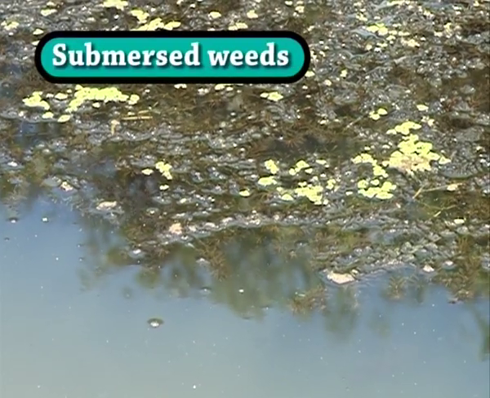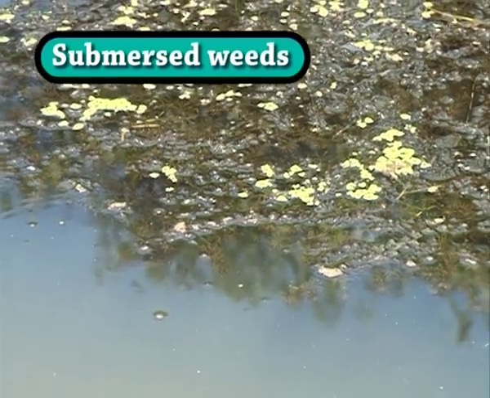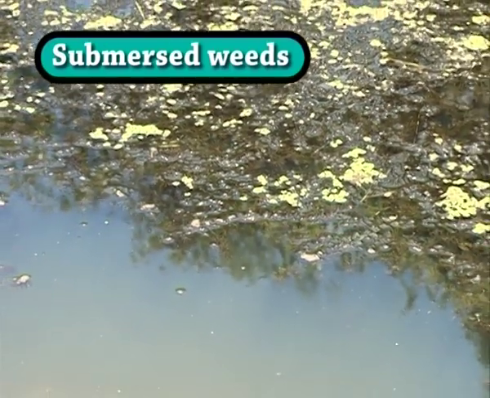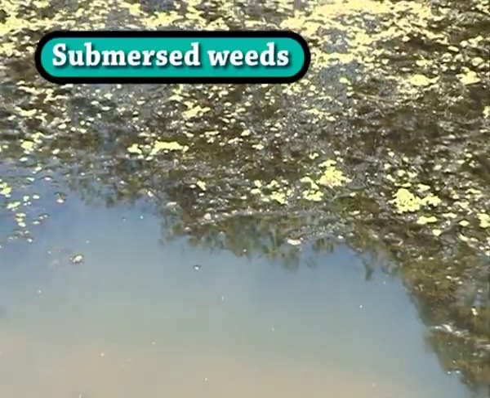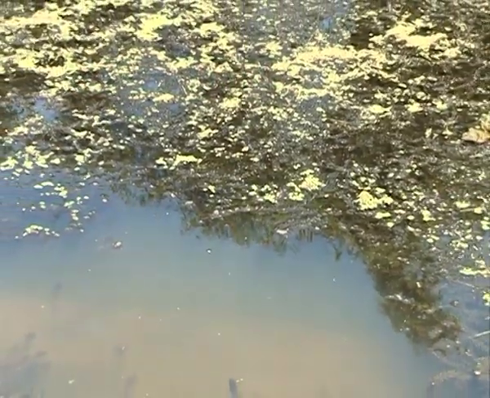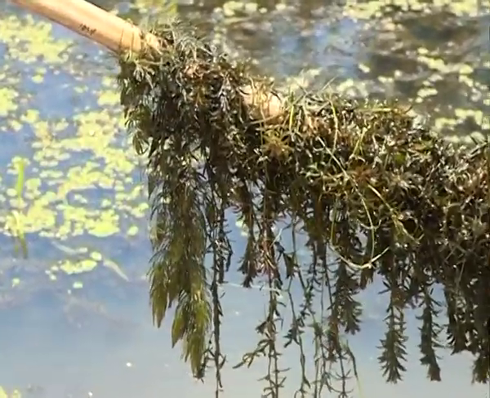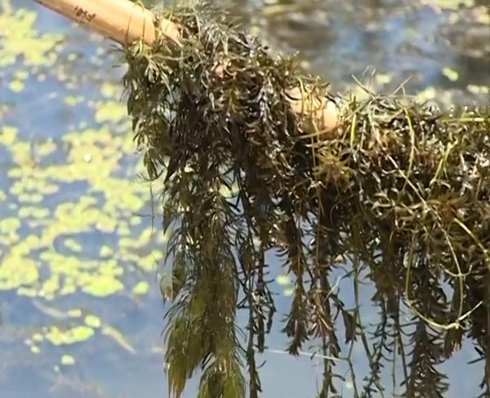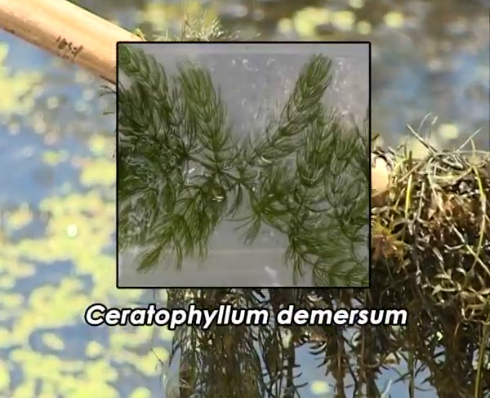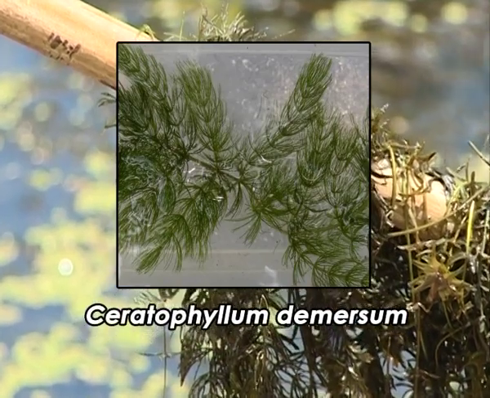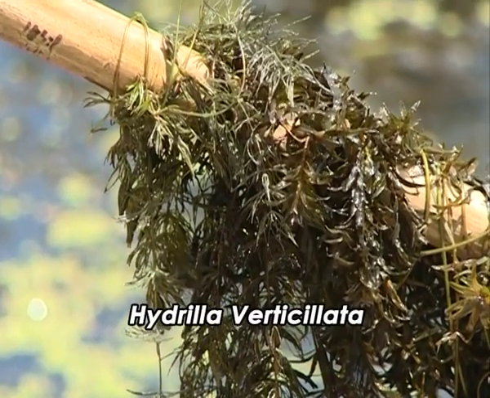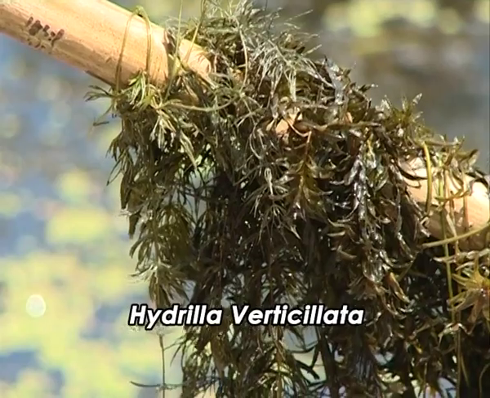Submerged weeds. These weeds are mostly vascular plants that produce all or most of their vegetative growth beneath the water surface, having roots, stems and leaves. Examples are Ceratophyllum demersum, Hydrilla verticillata, etc.